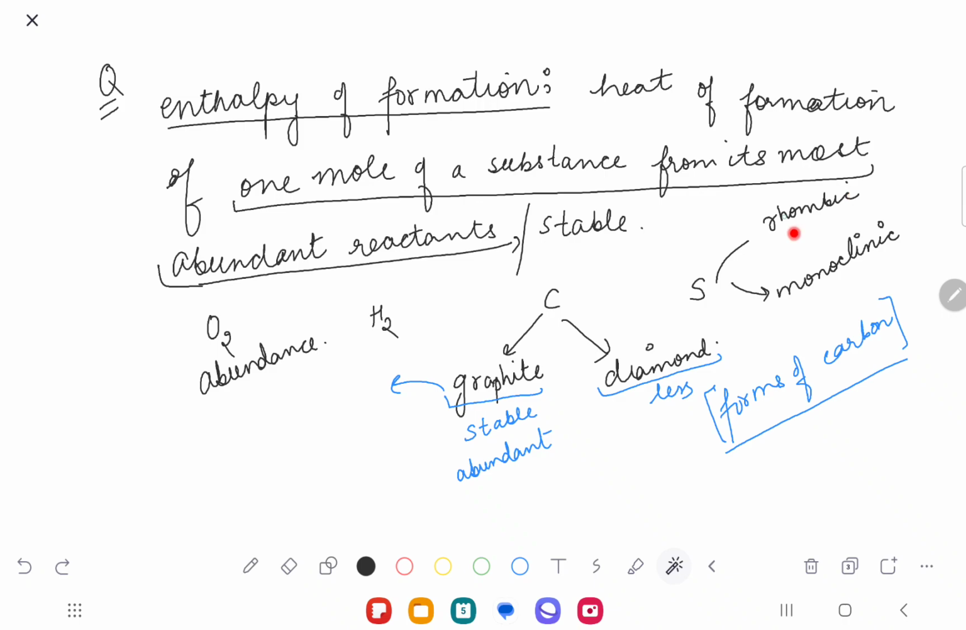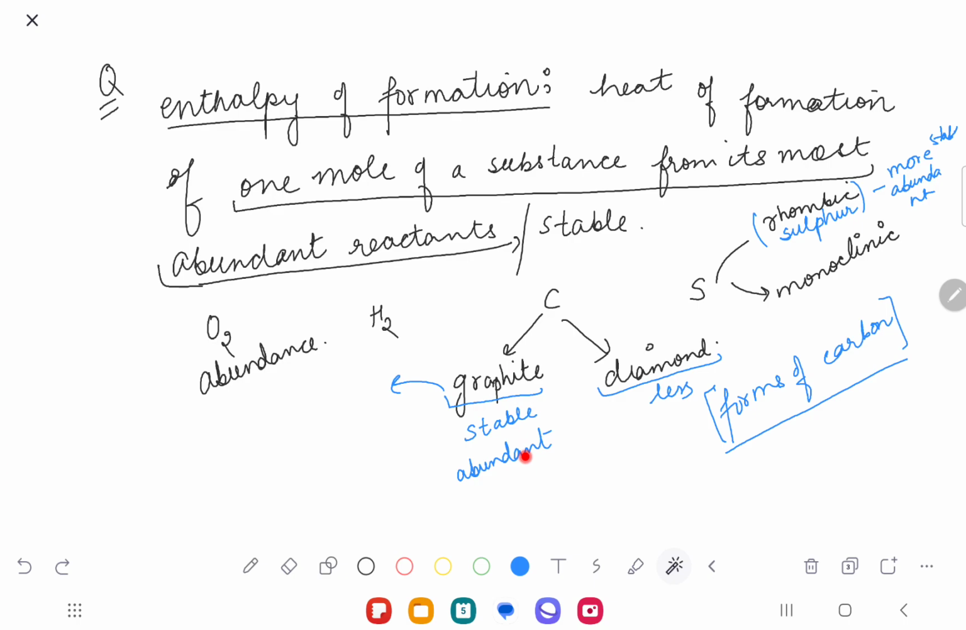Right? So this rhombic sulfur that we have is going to be more stable and more abundant. So now, when something is more stable and more abundant, I will say that this naturally existed in nature.